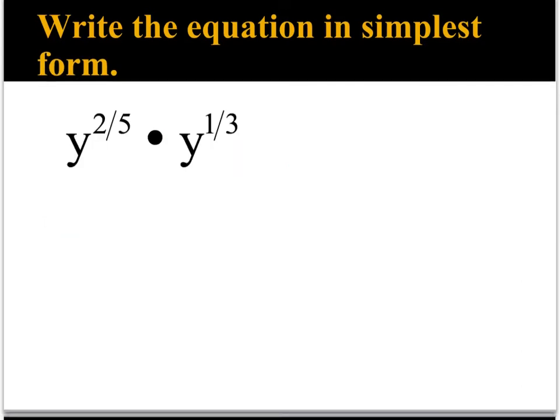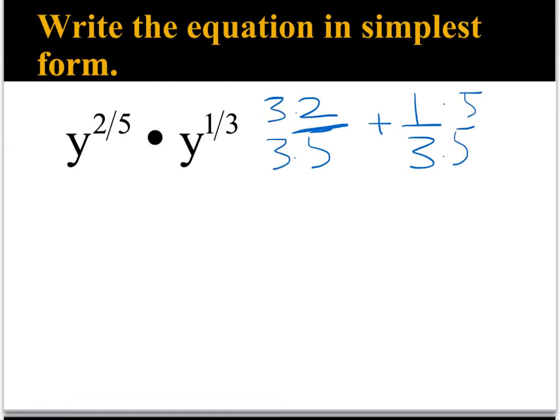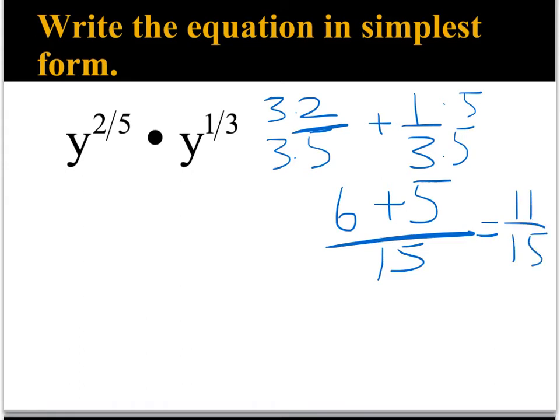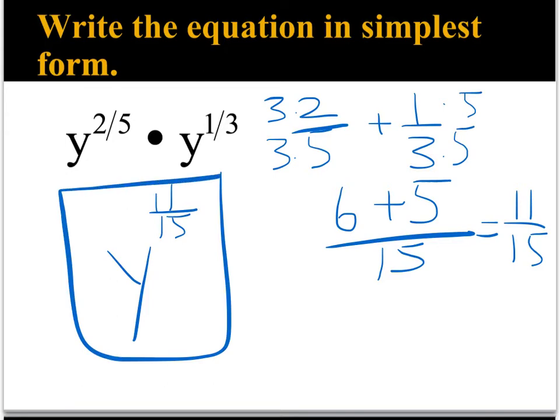Okay, so I multiply with the same base, so I need to add the exponents. I get 2/5 plus 1/3, and then our common denominator is 15. So I got to multiply this side by 3 and this side by 5. So 3 times 2 is 6, plus 1 times 5 is 5, and then over 15. So when I add that together, I get 11 over 15. So that's my exponent, y to the 11 over 15th power.